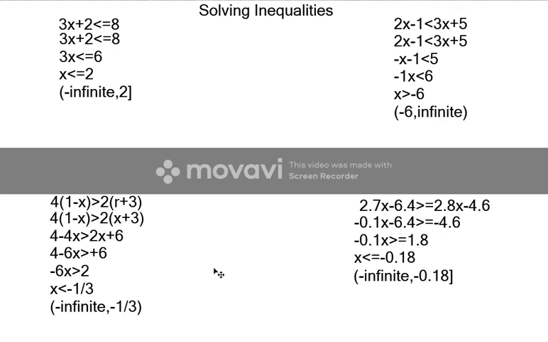Oops, I think this is supposed to say negative 18. I don't know why I thought that 1.8 divided by negative 0.1 is negative 0.18, but it's not.